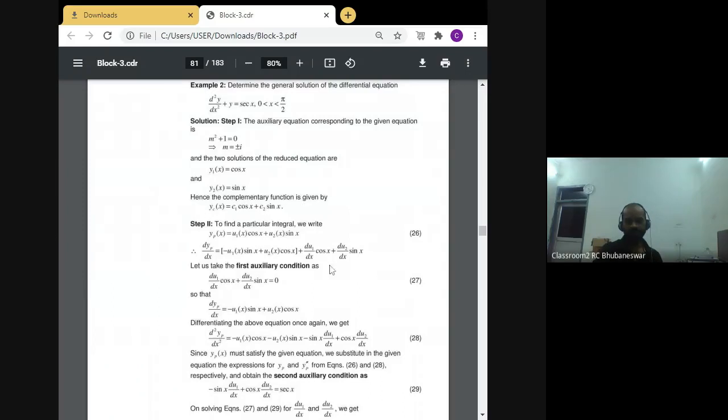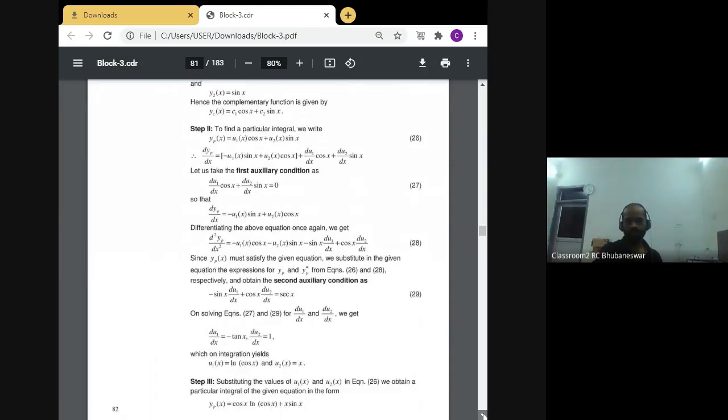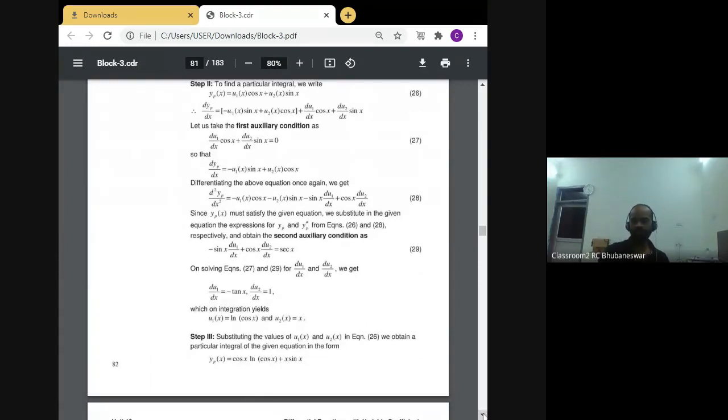After taking these two terms as 0, the rest of the equation will be converted to this form: derivative of yp with respect to x equals minus u1 sin x plus u2 cos x. Then again we are differentiating to find the second derivative. After calculating the first and second derivatives, we are substituting these values back in the differential equation. And after substituting back, because we know sin x and cos x are solutions to the homogeneous differential equation, the corresponding terms will be 0.